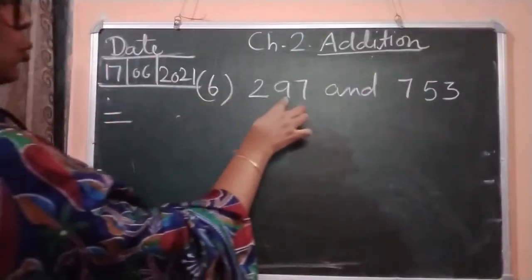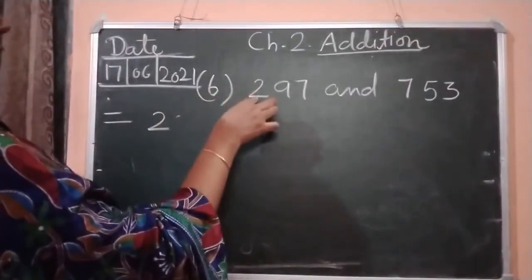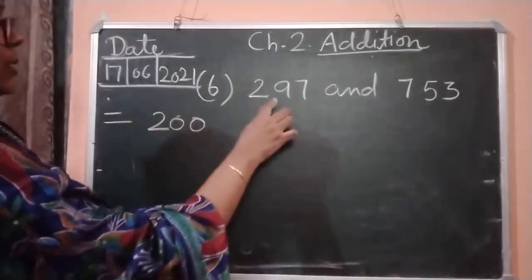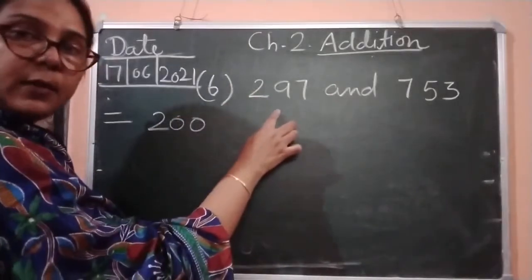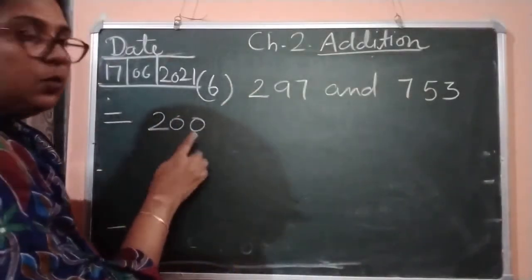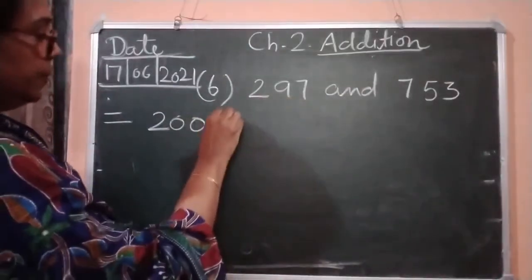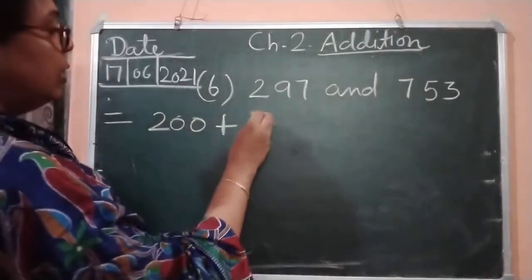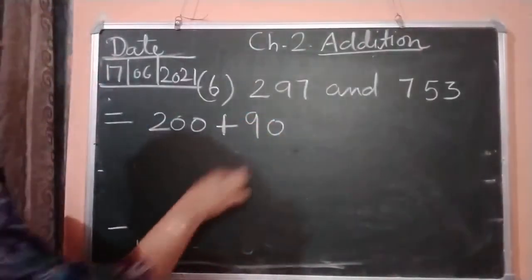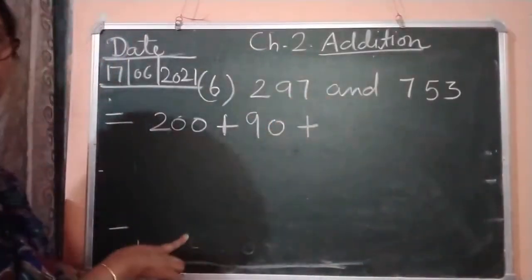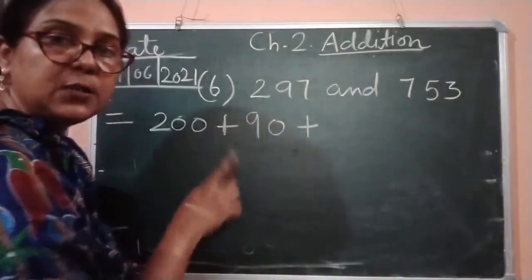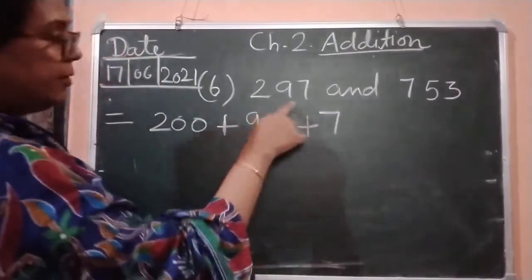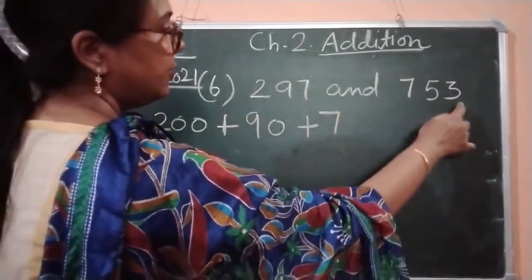Now here you can see 297 first. This is at the hundreds place, so we will write 200, and after that 2 numbers are there, that is why we add 2 zeros, plus 9, which is at the tens place, and after that only one number is there, so 90, plus 7. 7 is at the ones place. So this is the expanded form of 297.